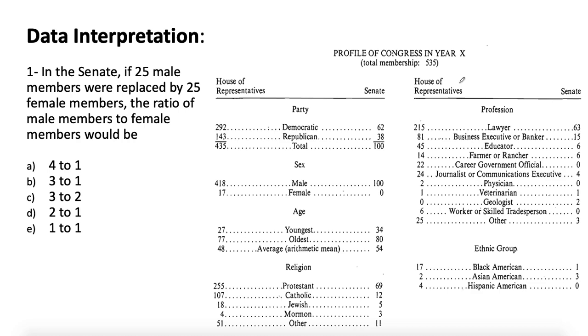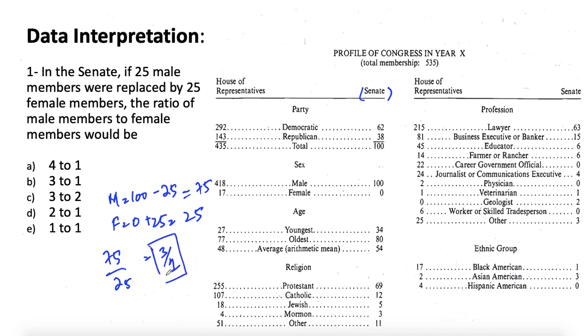Now let's see the Senate. It asks about this: if 25 males were replaced by 25 females. Okay, so that means we have males 100 and females 0. Now we are replacing 25 males by females, so we are reducing this by 25 and increasing this by 25. So this will be 75 and this will be 25. The question asks the new ratio of male to female. That will be 75 by 25, which is equal to 3:1, which is option B.